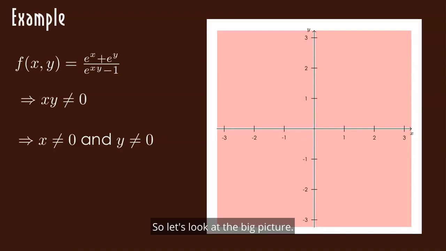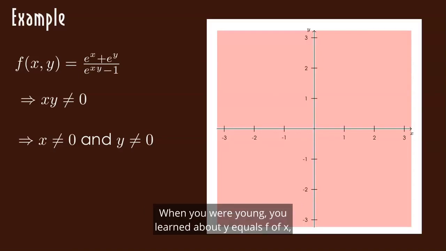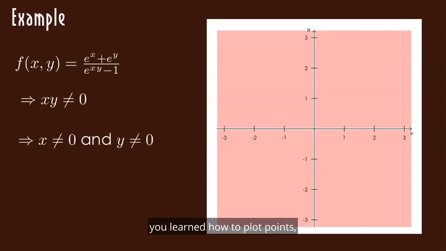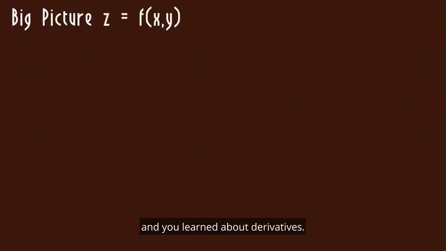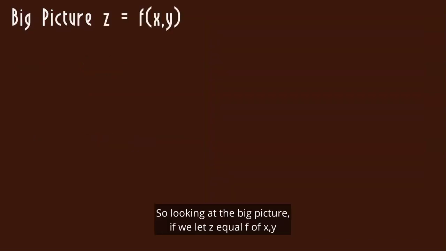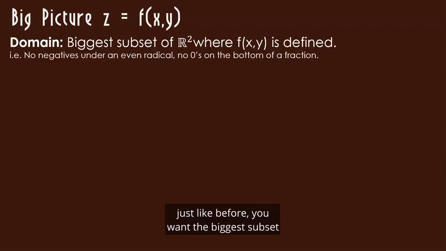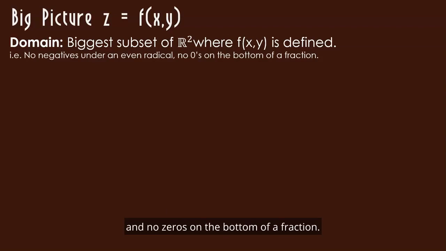So let's look at the big picture. When you were young, you learned about y equals f of x. You learned how to plot points. Then you learned how to take limits. Then you learned what continuity was. And you learned about derivatives. So looking at the big picture, if we let z equal f of xy, just like before, you want the biggest subset of R2 where f of xy is defined. That's going to be your domain. Basically, no negatives under an even radical and no zeros on the bottom of a fraction.